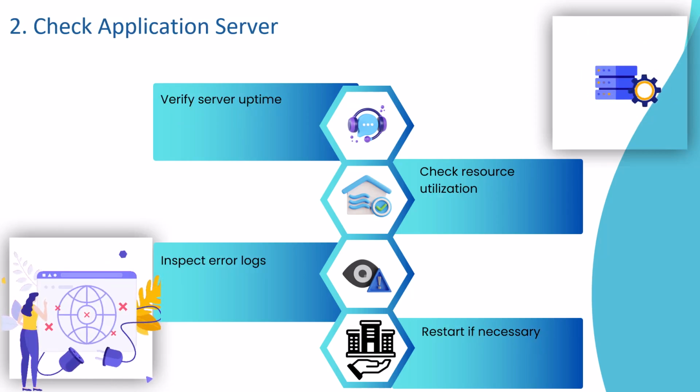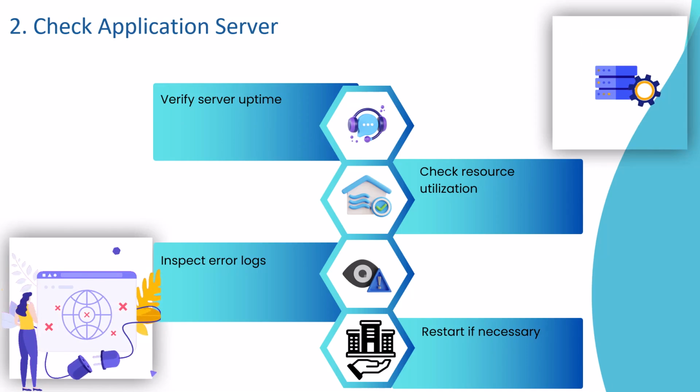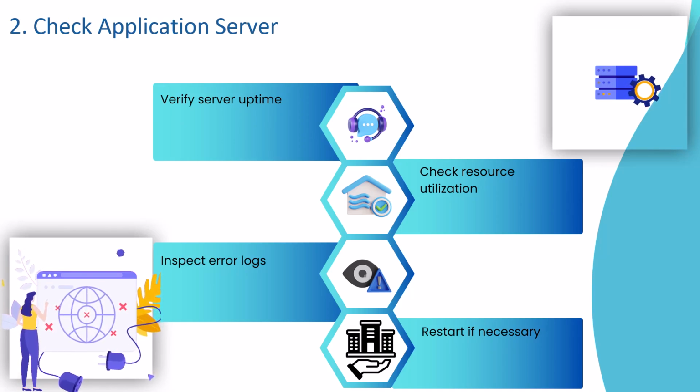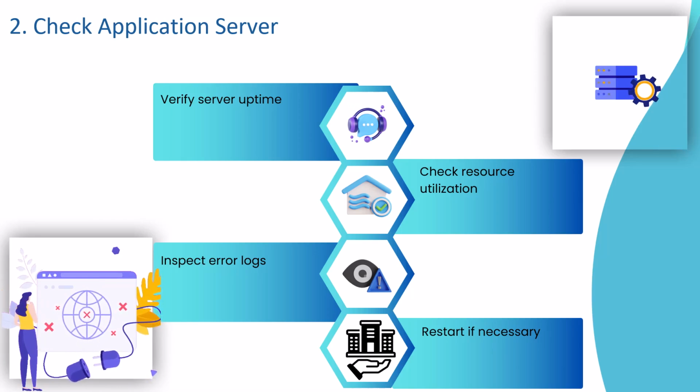Now, onto the application server. First things first, make sure it's up and running. If it's down, nothing works. Check resource utilization, CPU, memory, anything maxed out. That's a red flag. If the logs scream errors, take action. And if all else fails, restart. That's the universal IT solution.